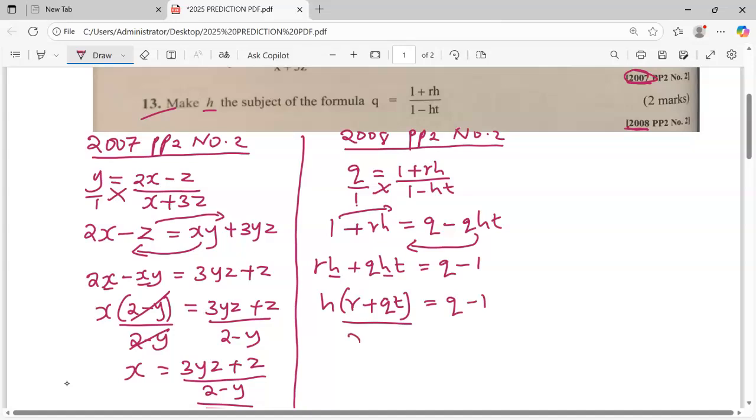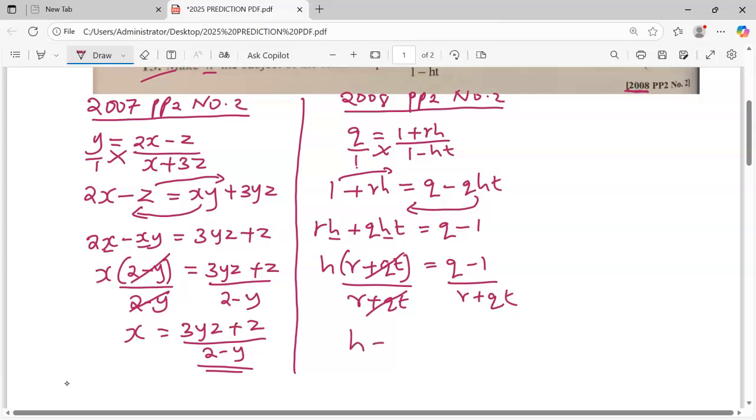We are going to divide both sides by r plus qt. This and this will cancel, and therefore h is going to be equivalent to q minus 1 divided by r plus qt, and that is again the solution to this particular question.